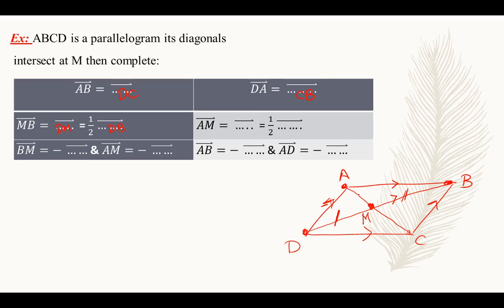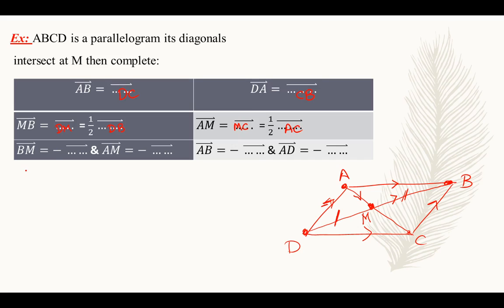And what about AM? The same. AM is equal to the directed line segment MC. They are equal in length and in the same direction. AM goes from A to M, and MC goes from the point M to the point C in the same direction. And this equals half the directed line segment AC.